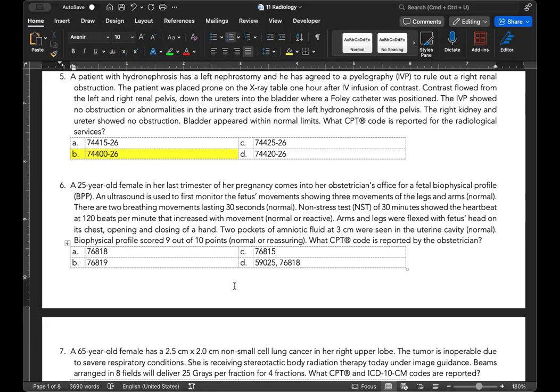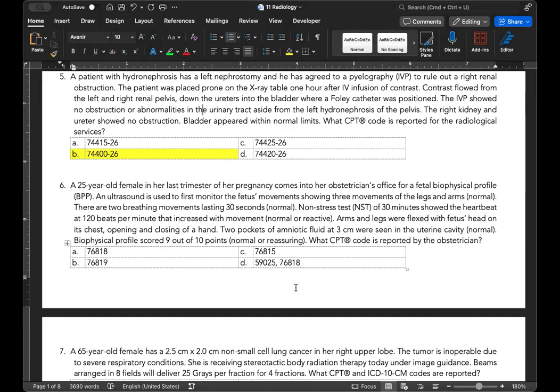There's 2 breathing movements lasting 30 seconds, which are normal. A non-stress test or an NST of 30 minutes showed that the heartbeat was at 120 beats per minute that increased with movement, which is normal or reactive. Arms and legs were flexed with the fetus's head on its chest, opening and closing of a hand. 2 pockets of amniotic fluid at 3 centimeters were seen in the uterine cavity, which is normal. And then your biophysical profile scored 9 out of 10 points, which is normal or reassuring.